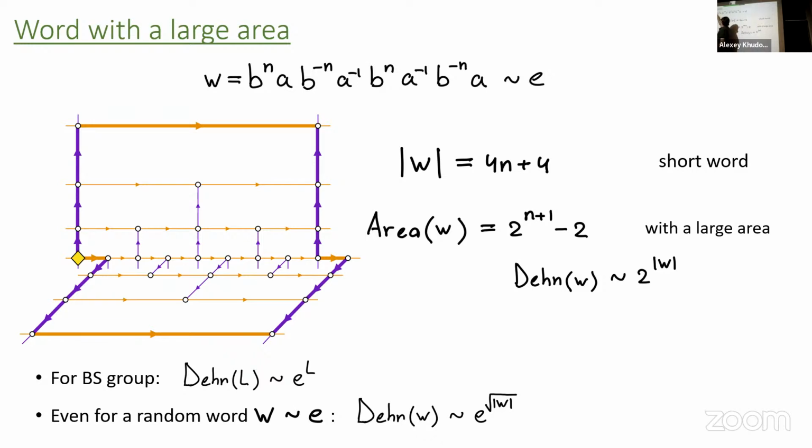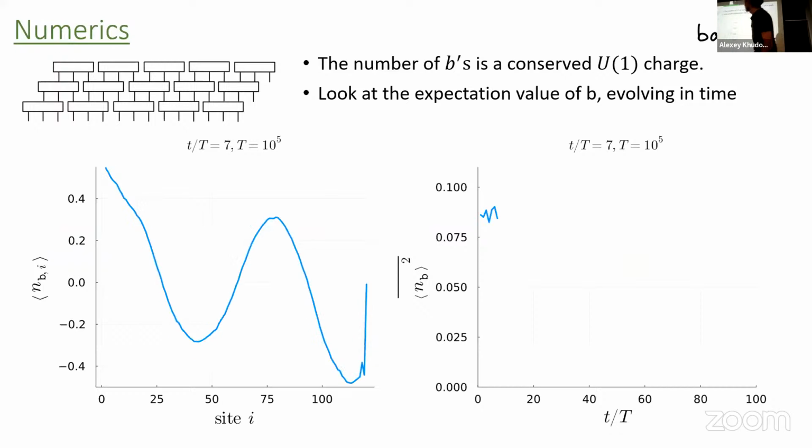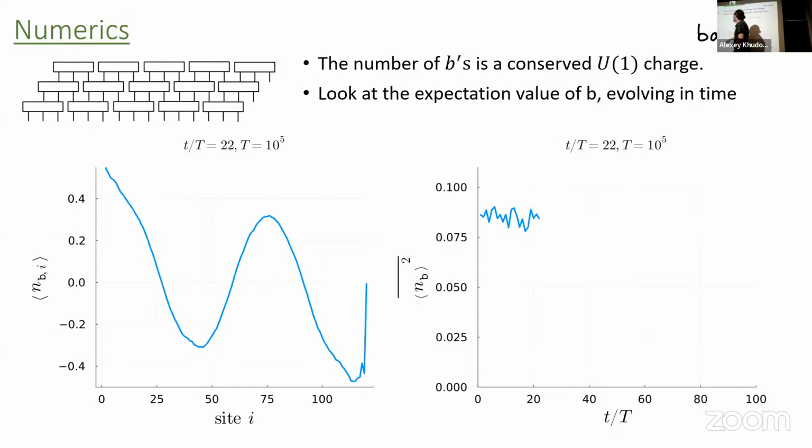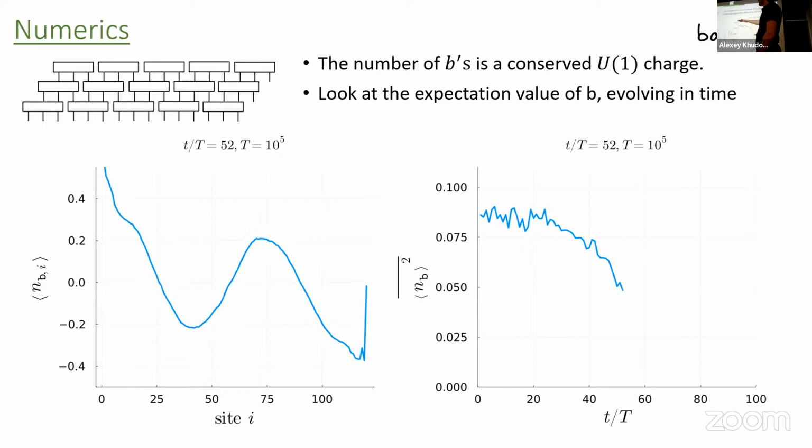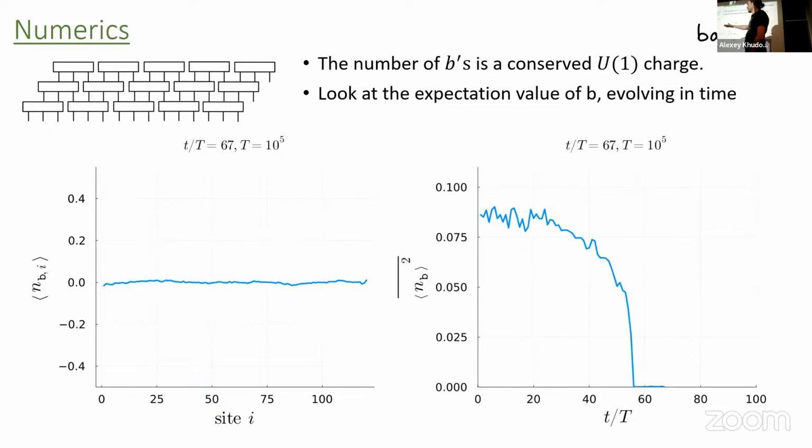So we had n plus charges, and then n minus charges, and then n plus charges, and then n minus charges again. So that's what you see in the numerics. In the original state, there is a density wave of the B charge. We time evolve it for some time, and at some point, it just collapses to a flat distribution. And you can see this on this plot.